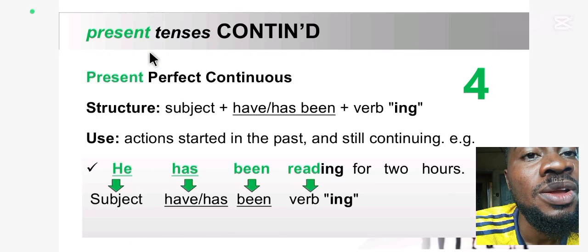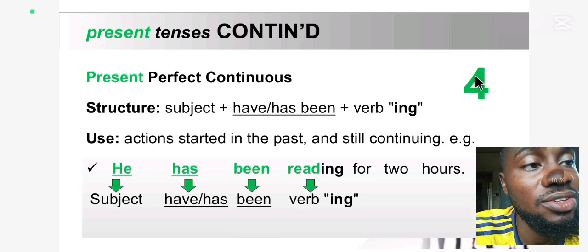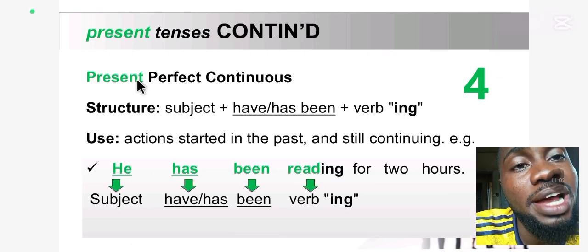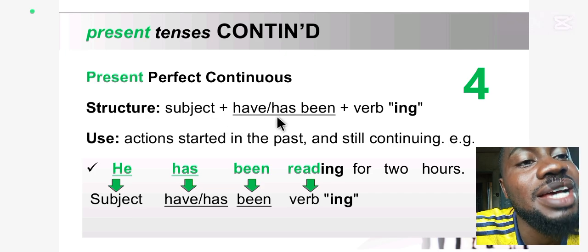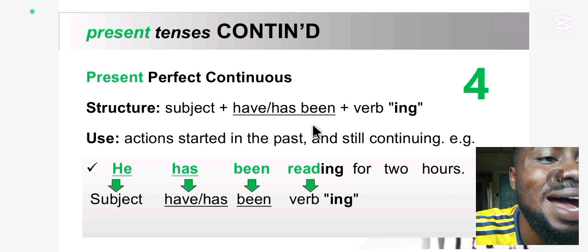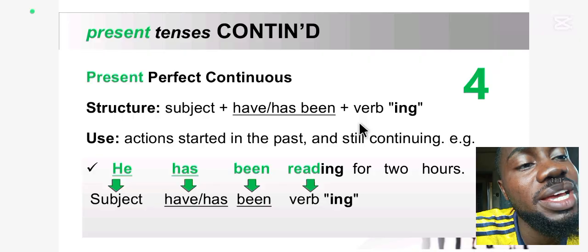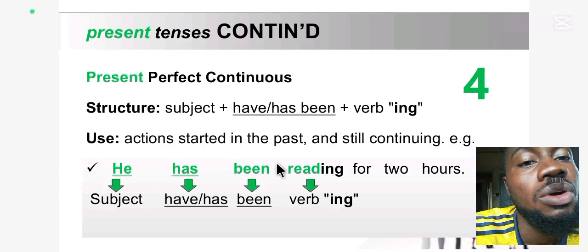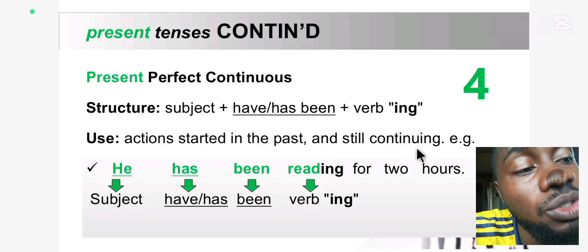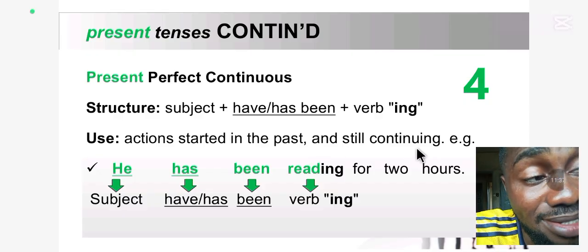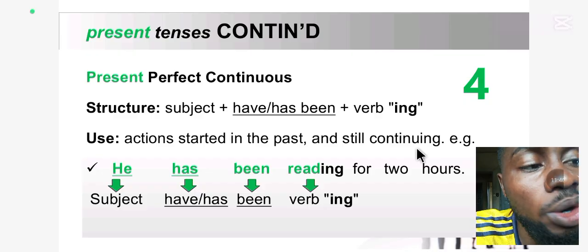Moving on. Under the present tenses, number 4, the fourth one, we have the present perfect continuous. What is the structure like? It has a subject, it has have or has been, plus a verb ending in ing. What is it used for? Actions started in the past and still continuing. So the action started in the past, but is still ongoing.